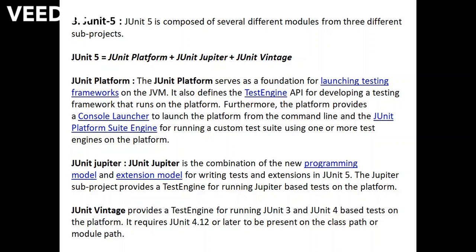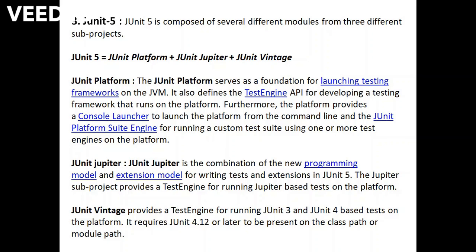So these are the jars. It's all of the jars, okay. So what are these different jars doing? JUnit Platform, it's a test engine framework, okay. So it has the ability to launch testing frameworks on the JVM, okay. So it's a platform engine which will run your program on the console launcher in the JUnit platform suite engine, okay.